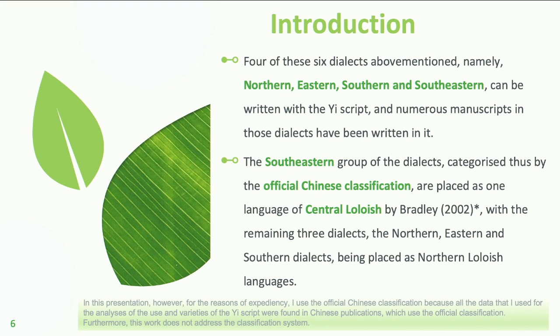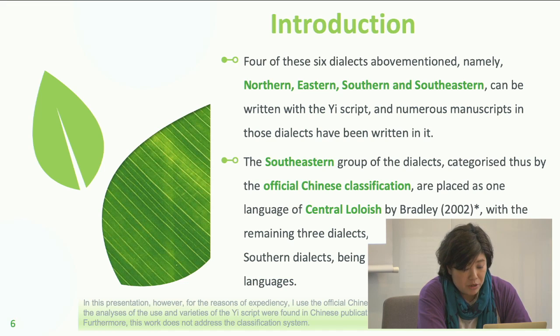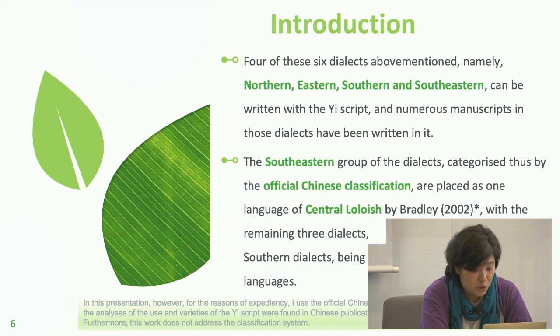The southeastern group of the dialects, categorized thus by the official Chinese classification, is placed as one language of Central Lolish by Bradley, 2002, with the remaining three dialects of northern, eastern, and southern being placed as Northern Lolish languages. In this presentation, however, for reasons of expediency, I use the official Chinese classification, because all the data that I used for the analysis of the use and varieties of the e-script were found only in Chinese publications, which use the official classification, of course. Furthermore, this work does not address the classification system.